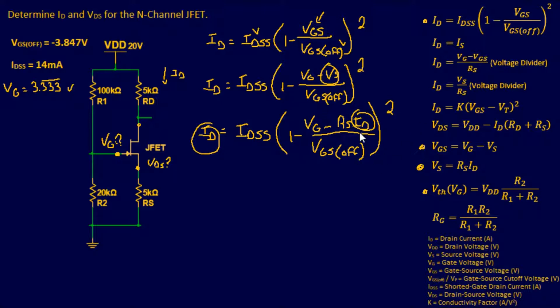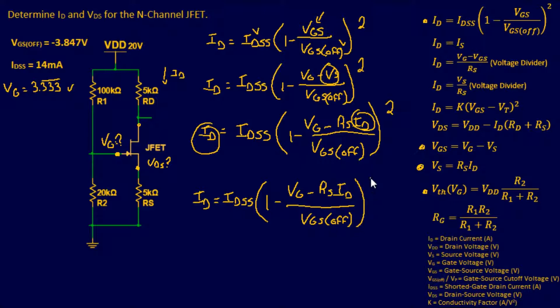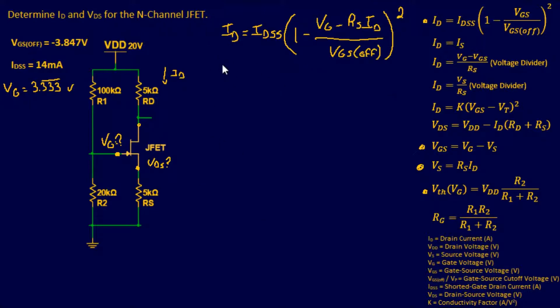Now we have to do quite a bit of algebra and fill in the blanks to start working this problem down. So let me rewrite this problem one more time. I'm going to say your drain current equals IDSS times 1 minus your gate voltage minus your source resistor times your drain current again, over your cutoff voltage, and then square. Trying to keep my handwriting as pretty as possible. And what I'll do is erase all these and move this guy up. Now this is where the magic happens. This is where the fun begins. So I'm going to actually start filling in some of these blanks.